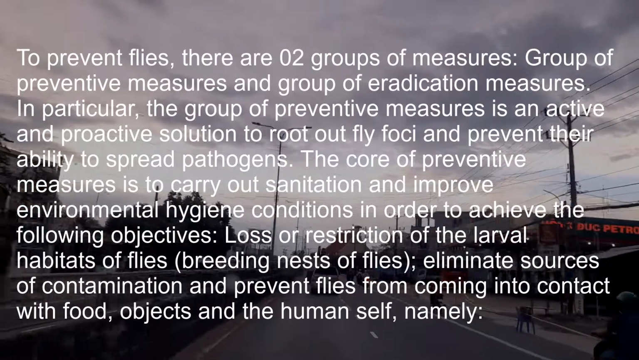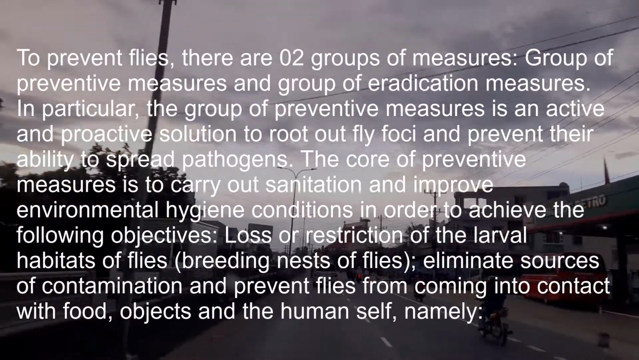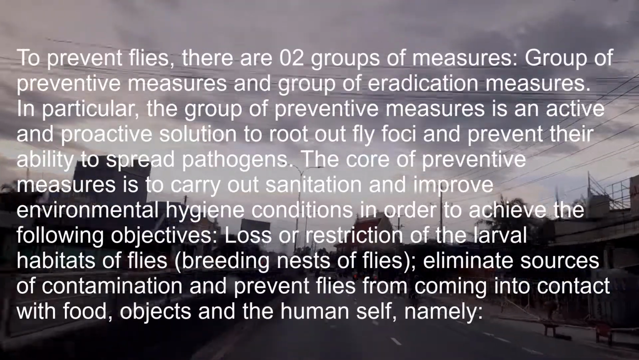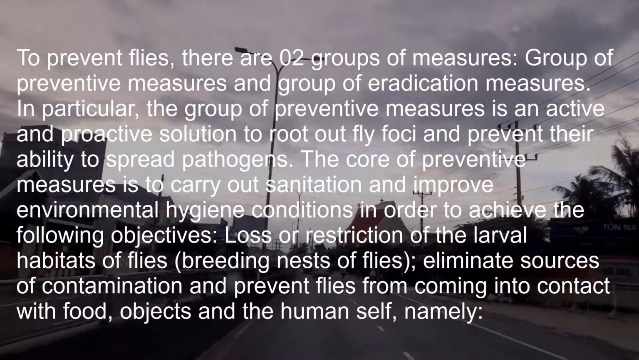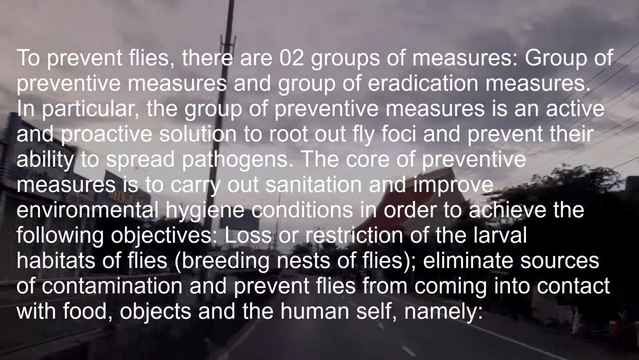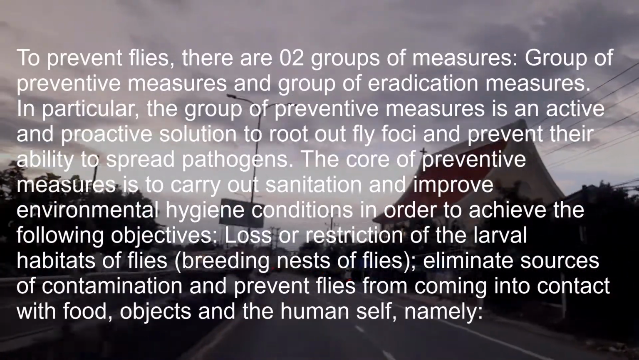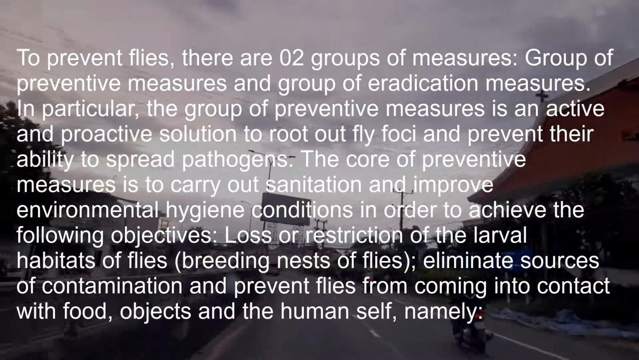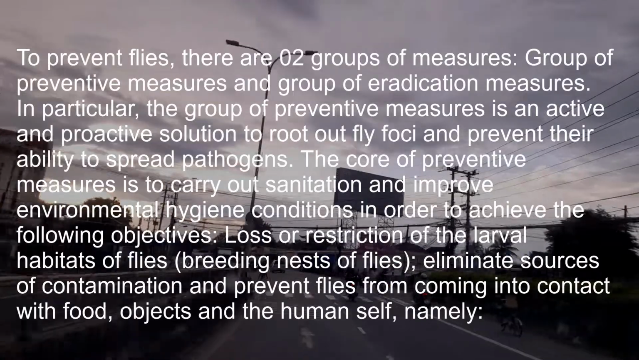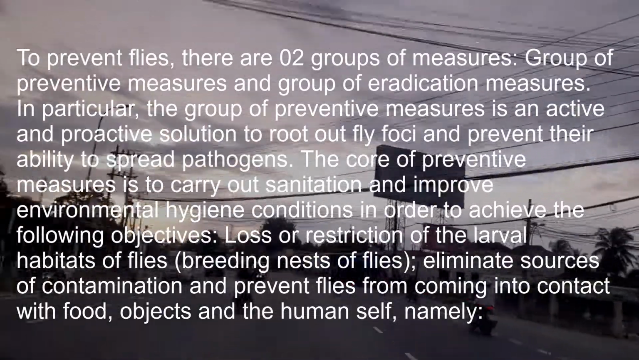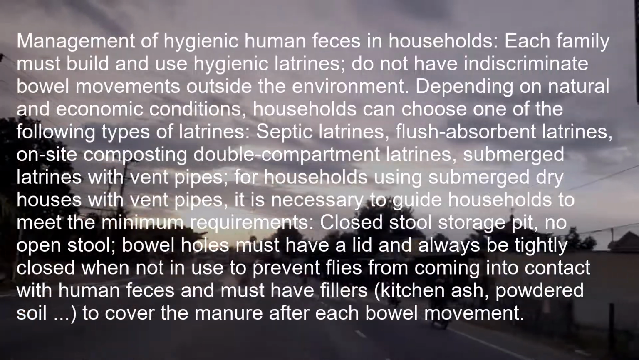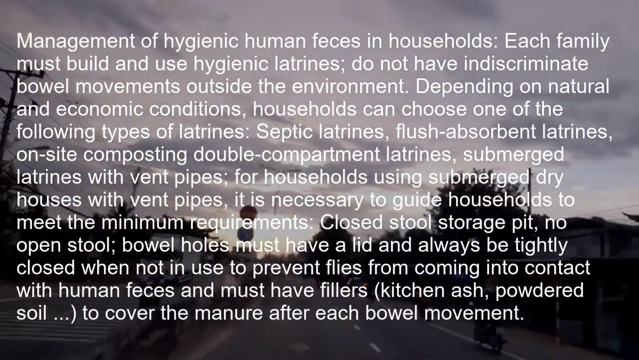The core of preventive measures is to carry out sanitation and improve environmental hygiene conditions in order to achieve the following objectives: eliminate or restrict the larval habitats and breeding nests of flies, eliminate sources of contamination, and prevent flies from coming into contact with food, objects, and the human body, namely, management of hygienic human feces in households.